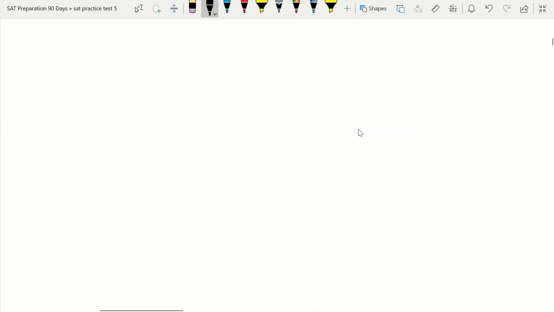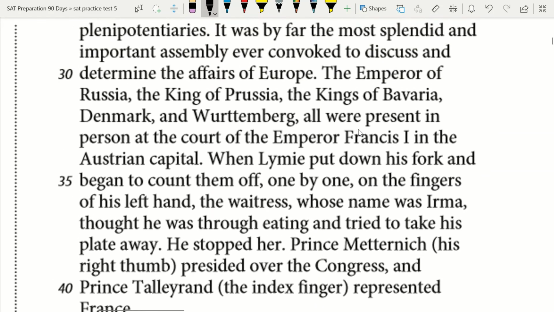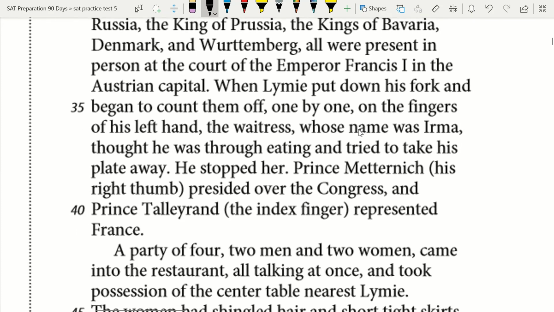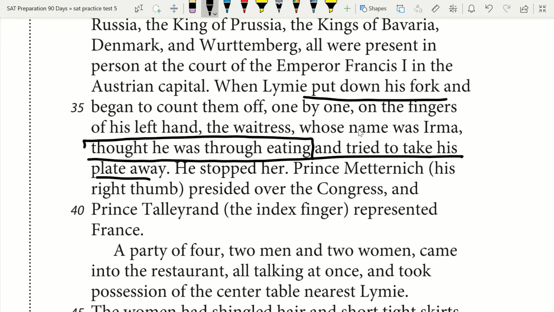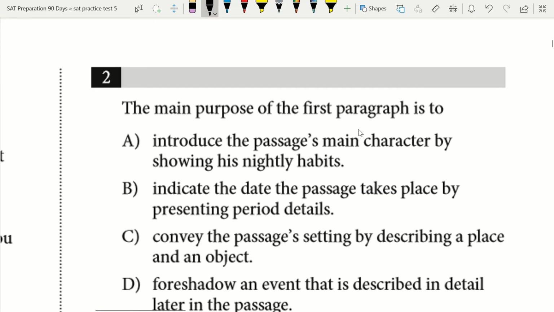And when I'm answering these inference questions, I'm going to look for something that starts a little bit before that. So in this case, line 37 is right where I'm underlining. I'm going to start at the beginning of that sentence so I know more context going into it. So I have: when Limey put down his fork and began to count them off one by one on the fingers of his left hand, the waitress, whose name was Irma, thought he was through eating and tried to take his plate away.